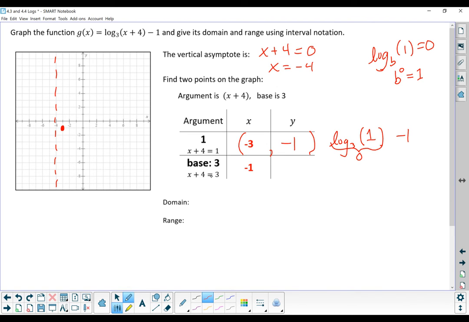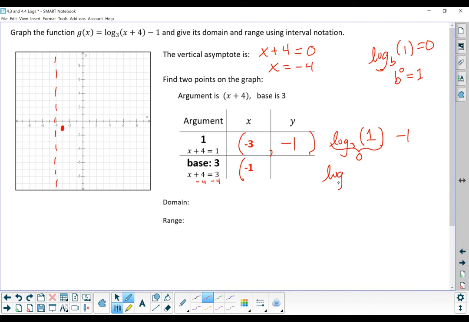Our next point, our x value that we want to focus on, is the x value that makes the argument equal to 3, which is the base of the function. So if we want to think about when does x plus 4 equal 3, well, if we subtract the 4, we get x is equal to negative 1.